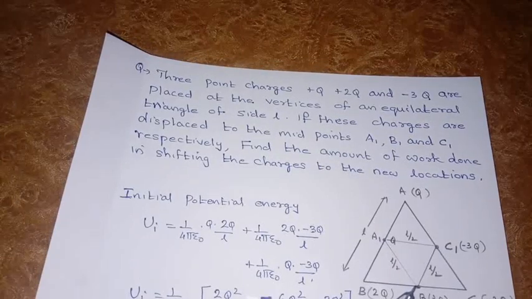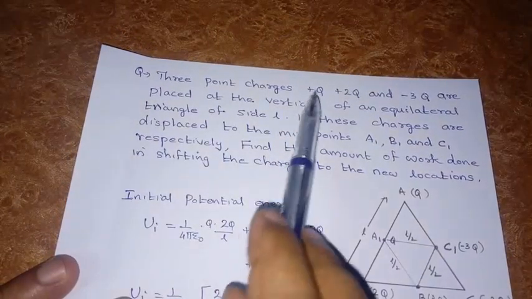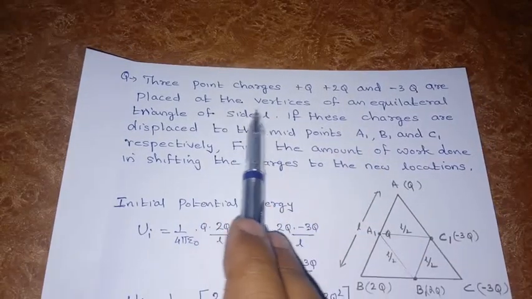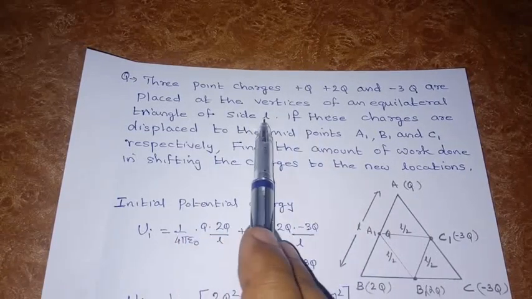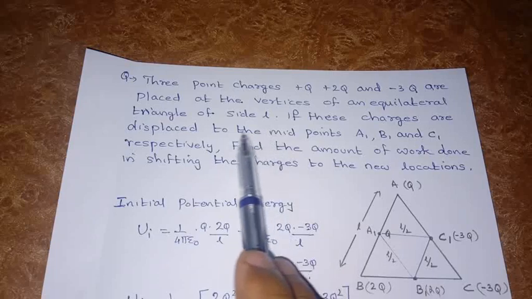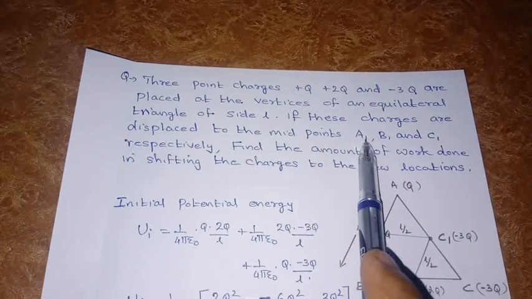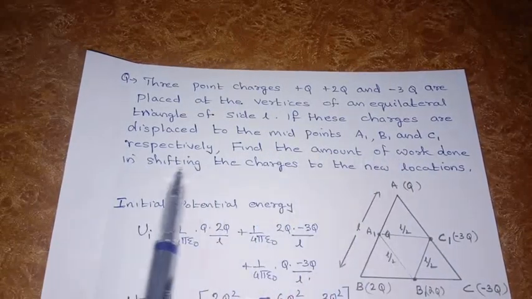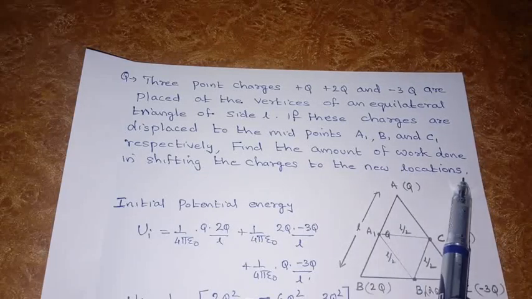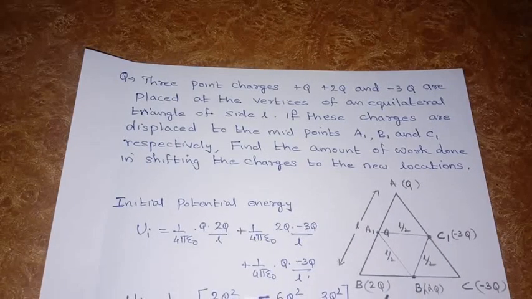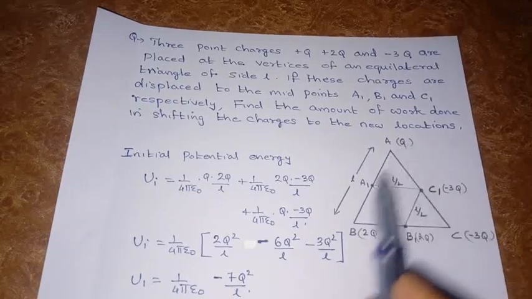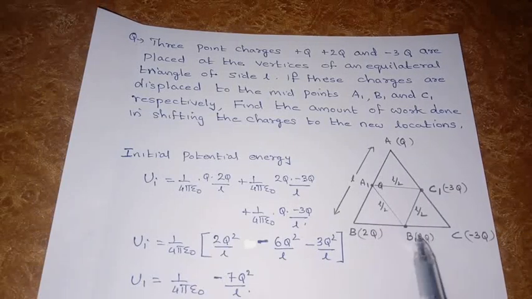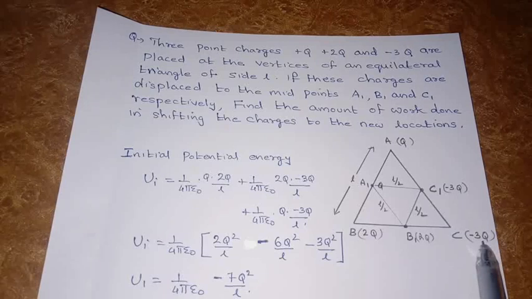The question you can read: 3 point charges plus q, plus 2q, minus 3q are placed at the vertices of an equilateral triangle of side L. If these charges are displaced to the midpoints A1, B1 and C1 respectively, find the amount of work done in shifting these charges to the new locations. So initially the charges are at A, B and C. Charge at A is Q, charge at B is 2Q and charge at C is minus 3Q.